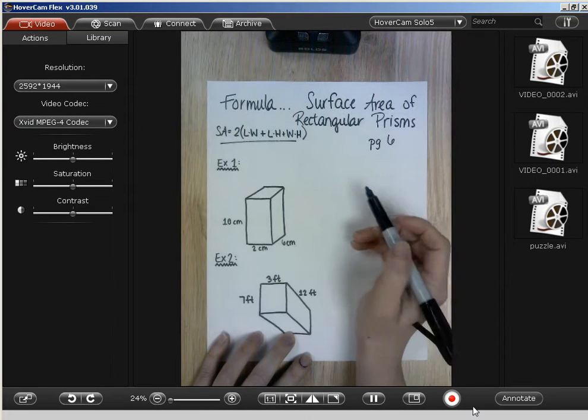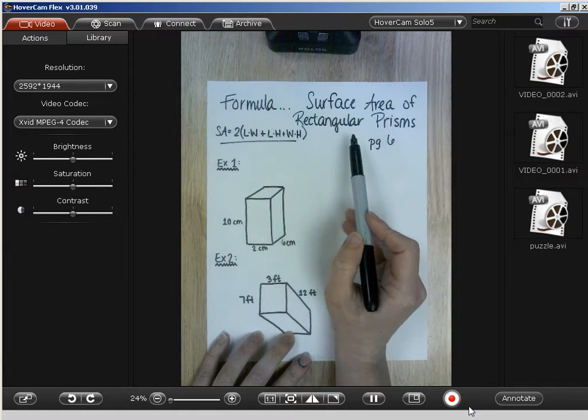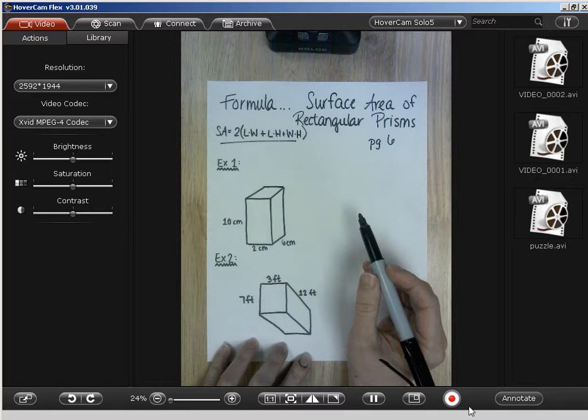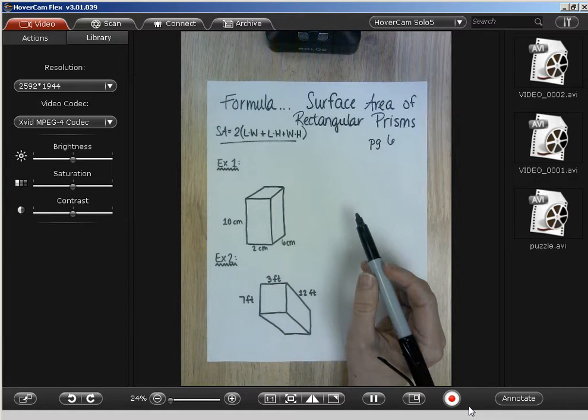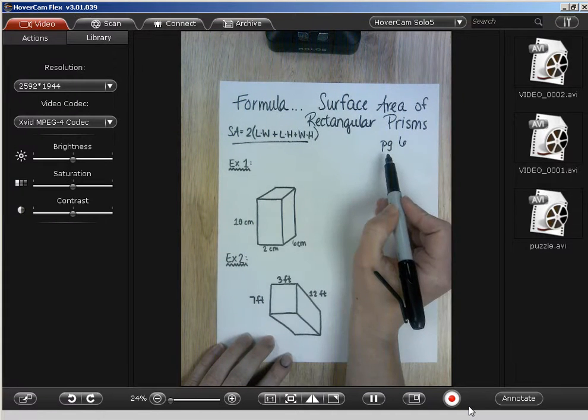Hey guys, so this video is about finding the surface area of rectangular prisms. And remember, you can think of it like a box that you are wrapping in wrapping paper. So anything that covers the outside surface. Okay, this will go on page 6 of your booklet.